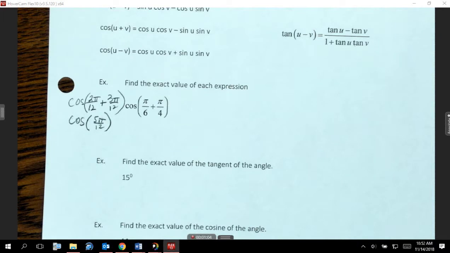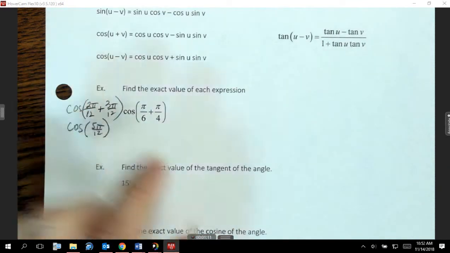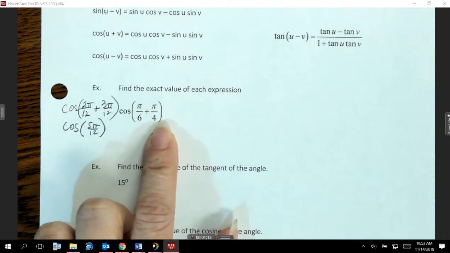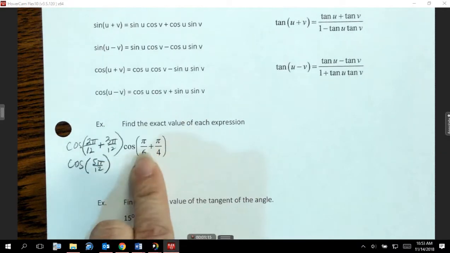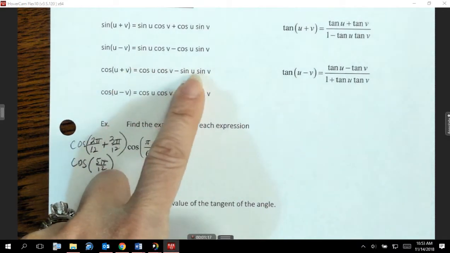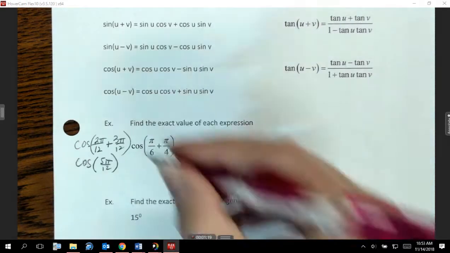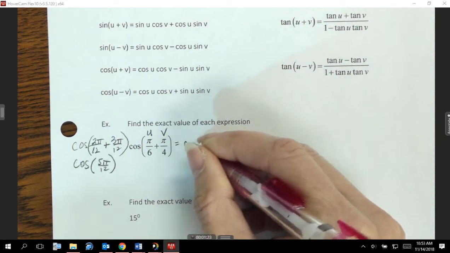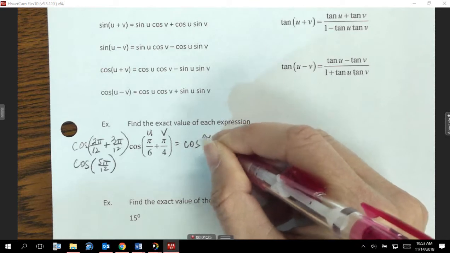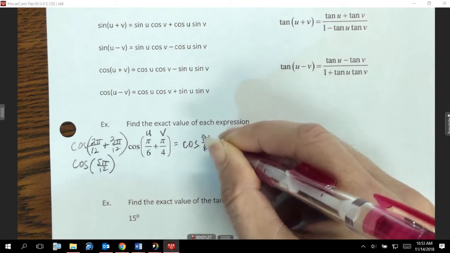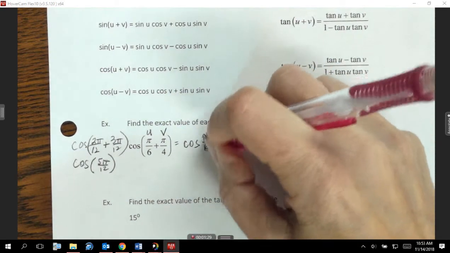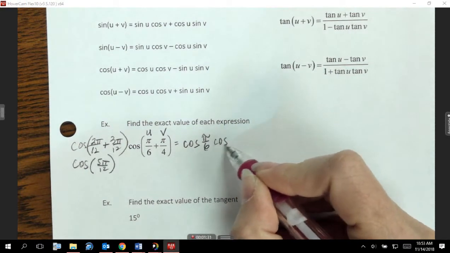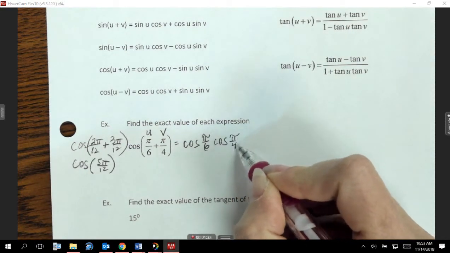But now we're going to find the exact value. You can find the exact value because of these formulas. So I'm not going to use the 12s. I am going to use the pi over 6 and the pi over 4. This is cosine, it's addition, so I'm going to plug it into this formula right here. This will be the u value, and this will be the v value. So we'll do cosine of pi over 6 times cosine of pi over 4.